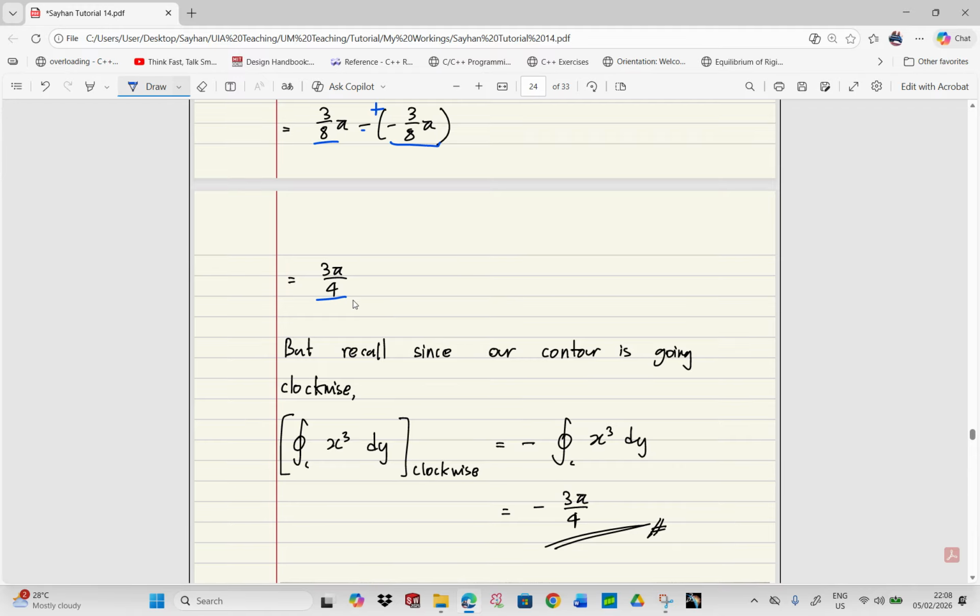But we're not done yet, because our contour is going clockwise, so it's just negative. So don't forget the negative sign. This is your final answer.